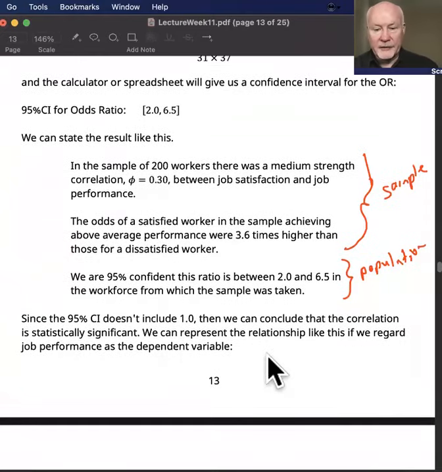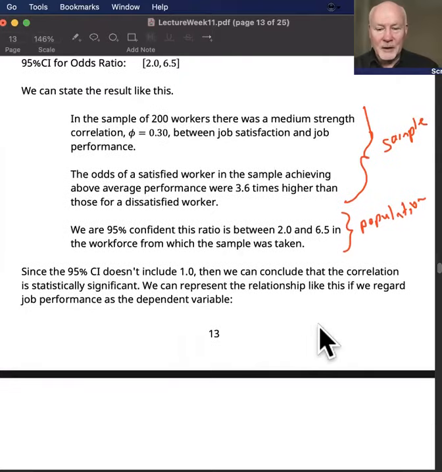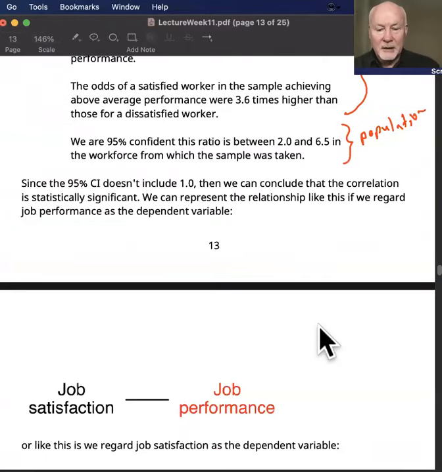And because it doesn't include one, if the odds of a satisfied worker achieving above average performance were the same as the odds for a dissatisfied worker, there would be no association between satisfaction and job performance. So our aim, if we're going to ultimately draw a causal conclusion, is that we don't want that confidence interval to include one.